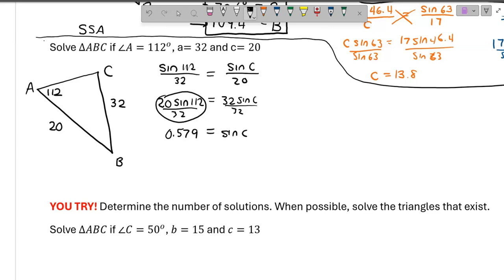We're going to use the inverse sine feature in our calculator, and we will see that angle C here is going to be equal to 35.4 degrees. And if we look at that as a quadrant 2 answer, so looking in quadrant 2, an angle that is 35.4 degrees away from 180, the other angle we would have is 144.6. So far, this seems like we're going to have two solutions again.